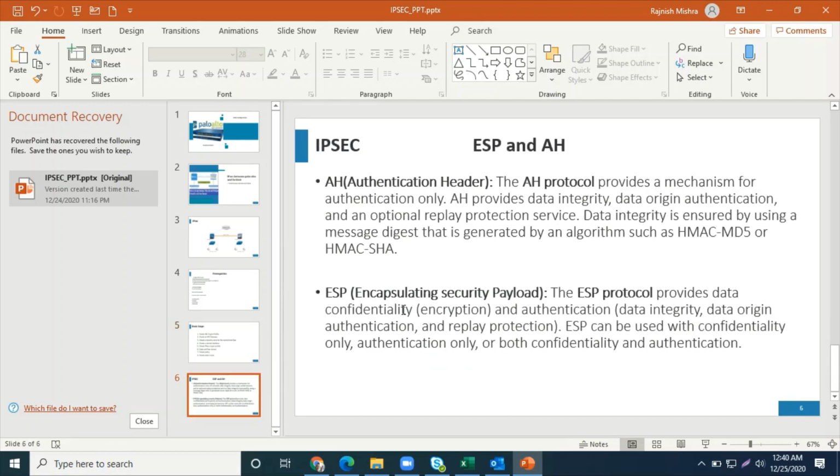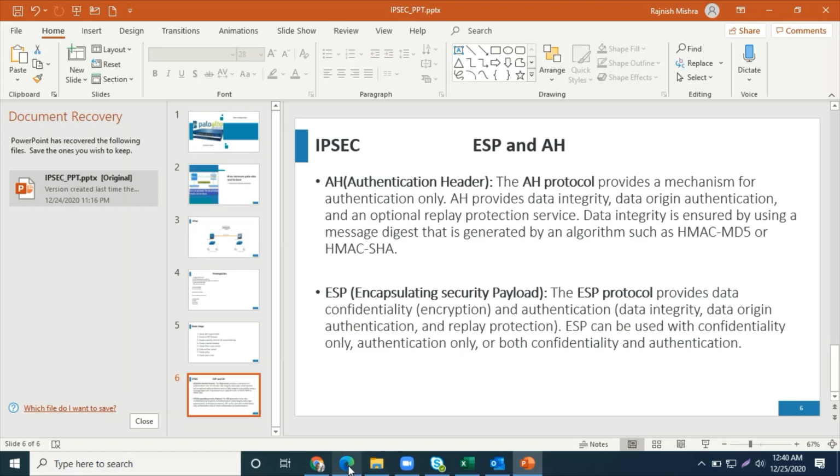This is some understanding of AH and ESP. The conclusion is that ESP is more secure than AH, and in the industry people use only ESP. I think very few people in the industry use AH.